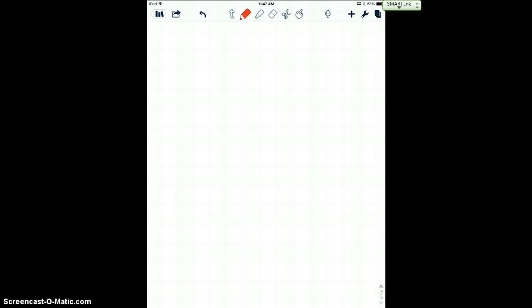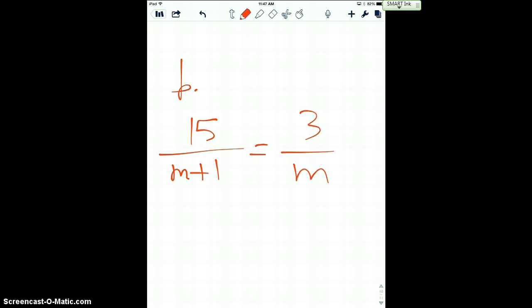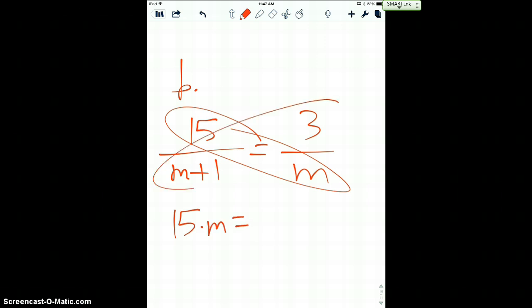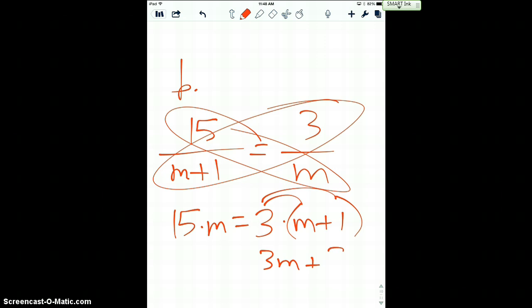We are at got it number 4, part B. Let's see. Ooh, this one's a good one, finally. Equals 3 over m. I'm going to do the same idea. Product, 15 times m, equals, this is the trick right here, it's 3 times, not just m, but the quantity of m plus 1. I have to put it in parentheses since it's more than one term. And then I'm going to make use of the distributive property.